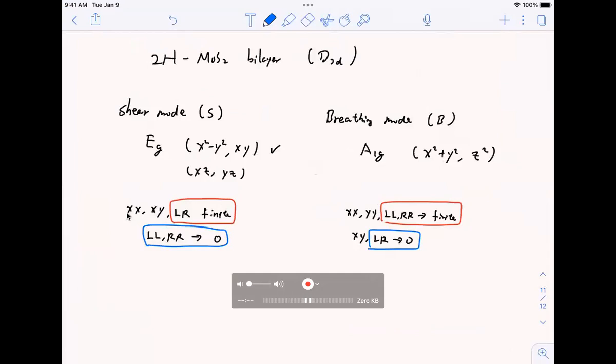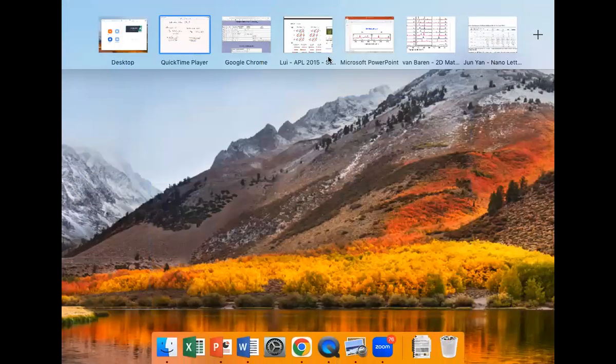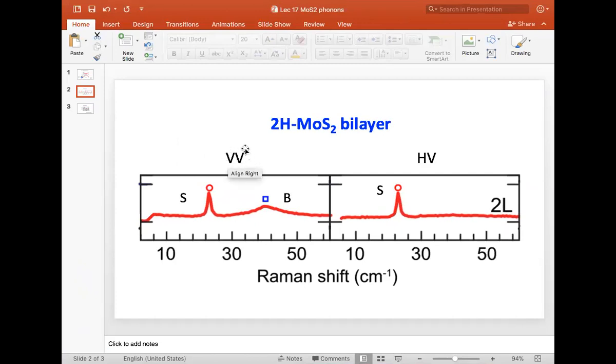Okay, for shear mode, for XX and YY, you're going to see finite one. But for breathing mode, for XX and YY, you also see finite one. That means if you use XX, you are going to see both. Shear mode XX is finite, breathing mode XX is finite. So for co-polarized light detection geometry, you're going to see both. And this is what we see. We have a co-polarized one. You see the shear mode and you see the breathing mode.